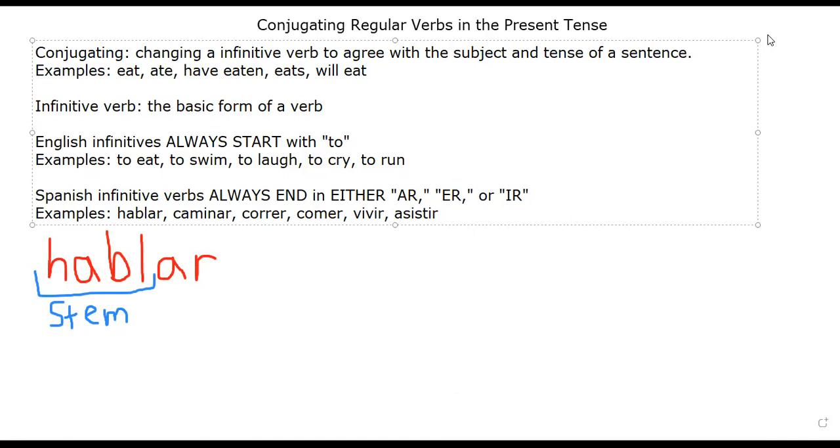At the bottom, I have the word written hablar. This is the Spanish verb to speak. As we just covered, this is an infinitive verb. And you'll notice that I have HABL underlined. This is called the stem. The stem is the part of the Spanish verb that is everything minus the last two letters, the AR, ER, or IR. So for the other verbs I have written on the screen, the stems would be camin, cor, com, viv, and asist.